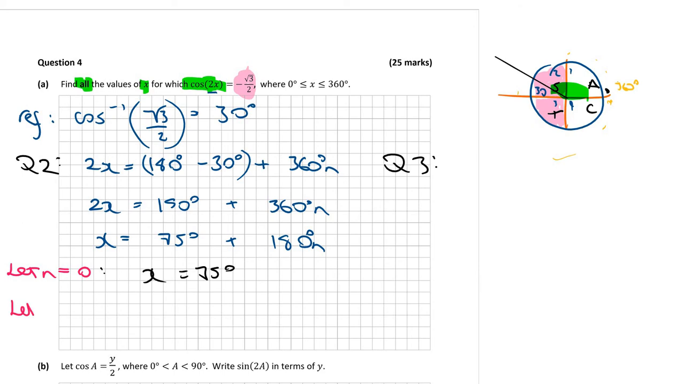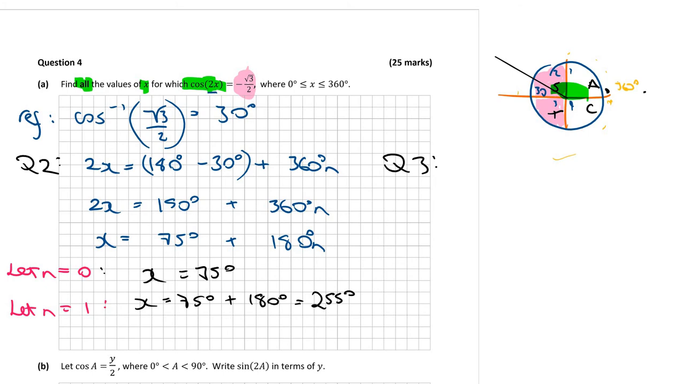We let n equal 1, x equals 75 degrees plus 180 degrees times 1, and that gives me a figure of 255 degrees. If I let n equal 2, I'm going to have 75 degrees plus 2 times 180 degrees, which is 360. So if you think about it, that'll be 435 degrees.